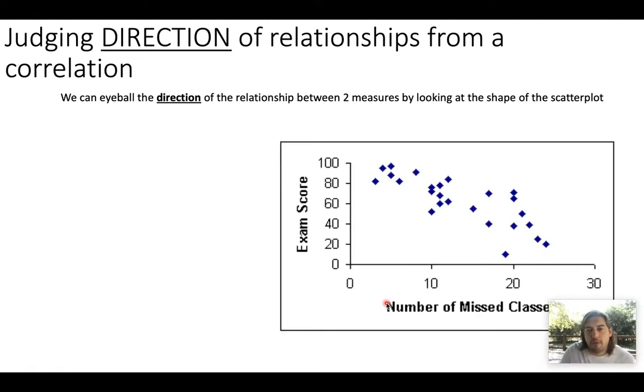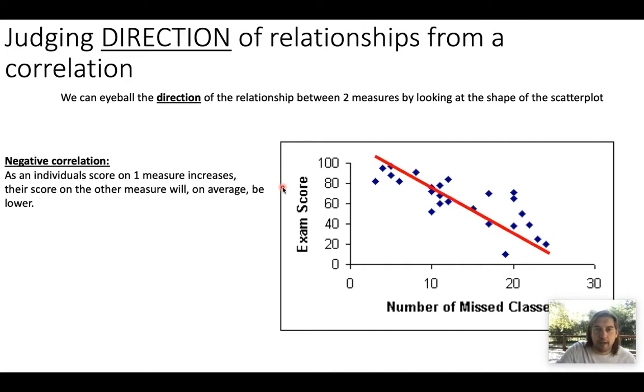What about this one? We have number of missed classes and exam score. So think to yourself, is this positive? Is this negative? Is this a lack of a relationship? If it's positive or negative, does this look weak, moderate, or strong? So take 2 seconds and think about it. So we're looking at a negative correlation.